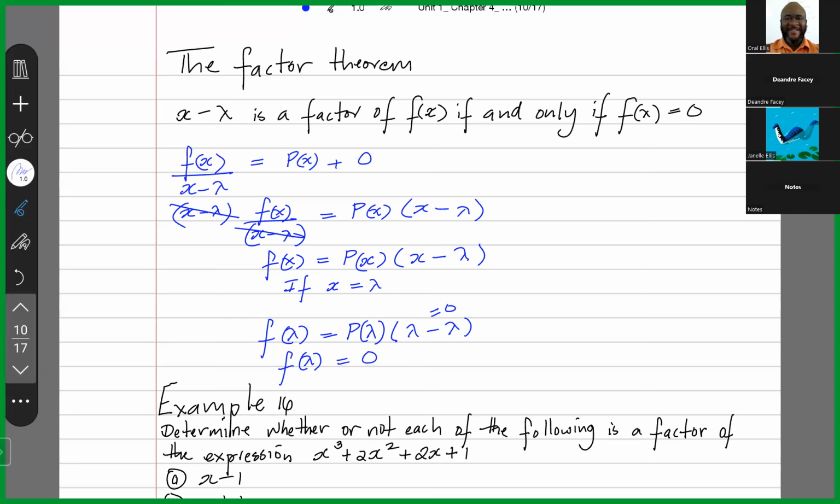And so what we said earlier is true: if x minus lambda is a factor of f of x, meaning it can go into f of x without leaving a remainder, f of lambda is going to be equal to 0.